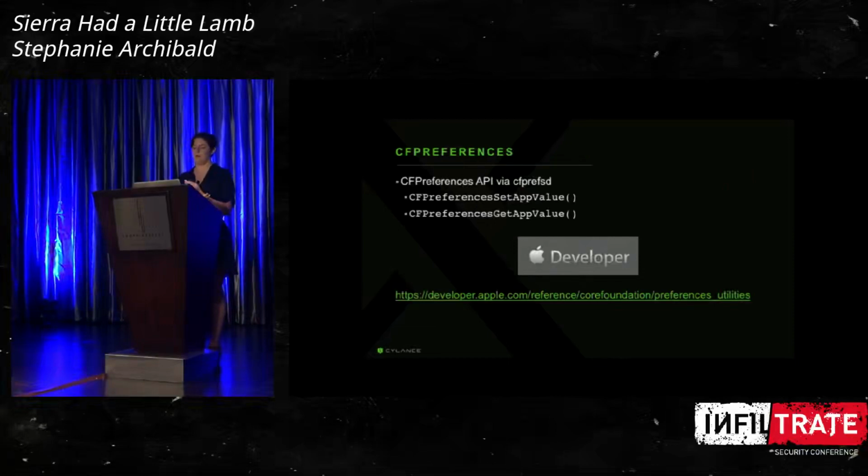One of the APIs that you could potentially use for this is CF Preferences. You can see it just has CFPreferencesSetAppValue and CFPreferencesGetAppValue. So you'd be able to set values. You'd basically send it large chunks of data, and then retrieve those chunks of data as you're doing that swapping in and out.